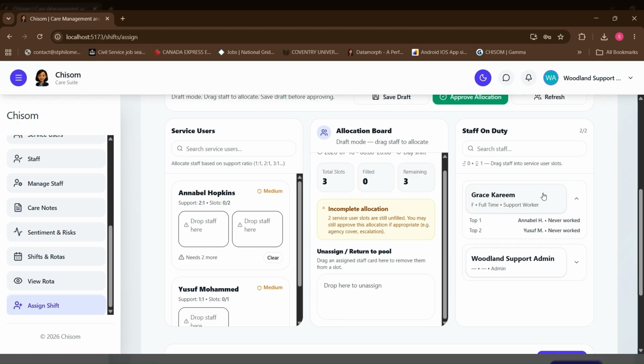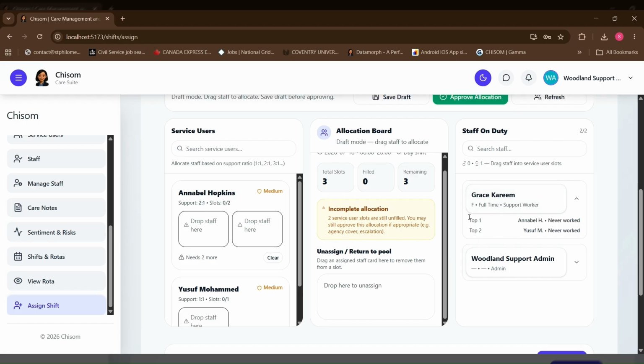So they don't get to put the staff with the same service user all the time. So they have to give space such that the one that has worked the longest period of time should be allocated. I don't know if I'm making sense. So that is what this fairness suggestion is.